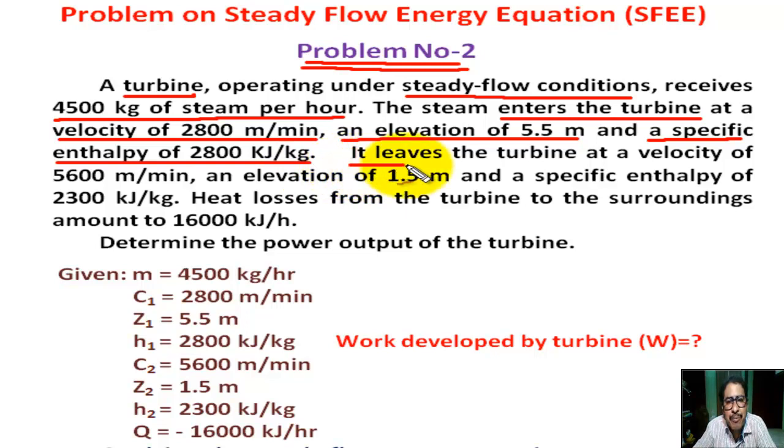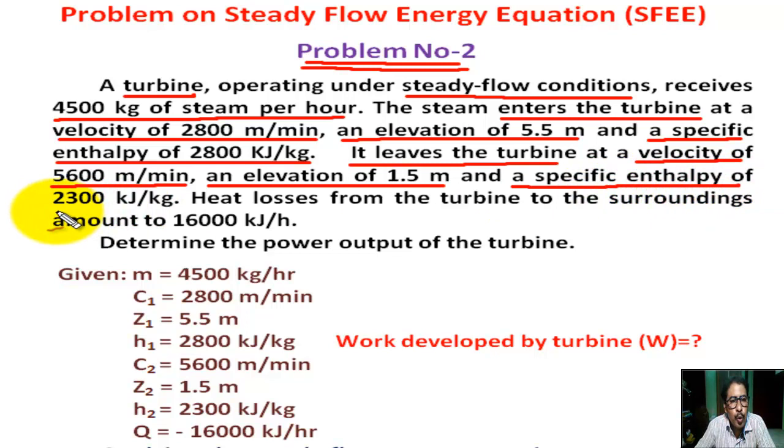It leaves the turbine at a velocity of 5600 meter per minute. An elevation of 1.5 meter, that means Z2 equal to 1.5 meter, and a specific enthalpy of 2300 kilojoule per kg.